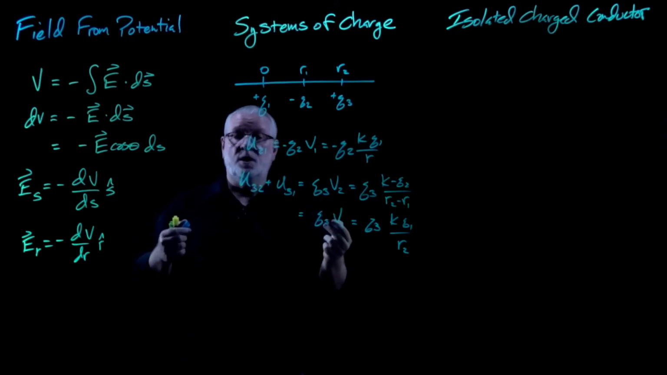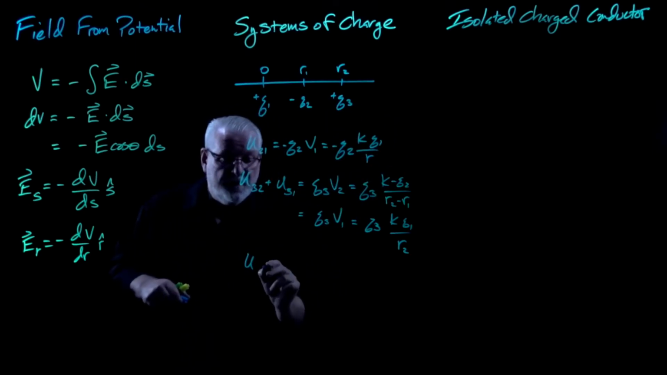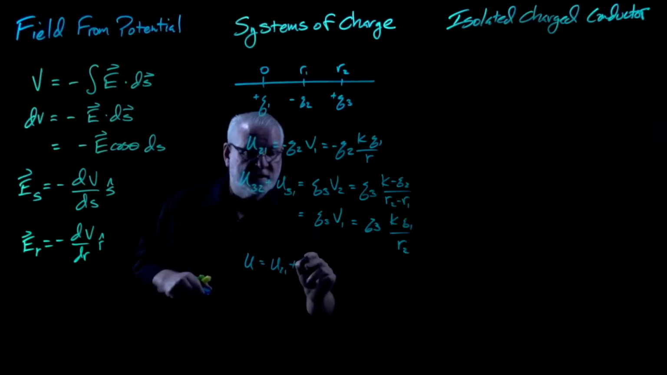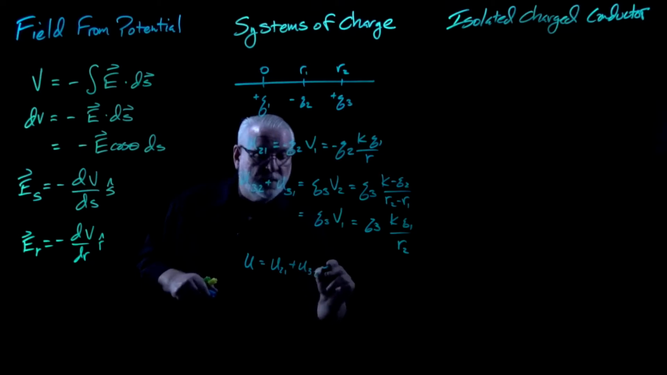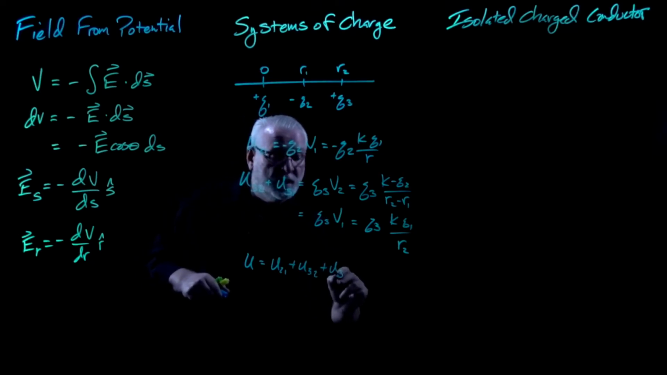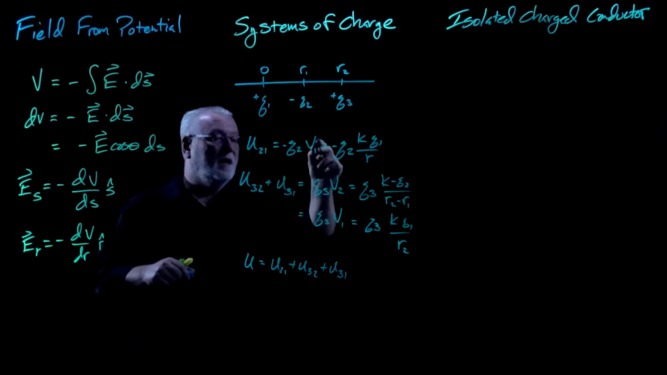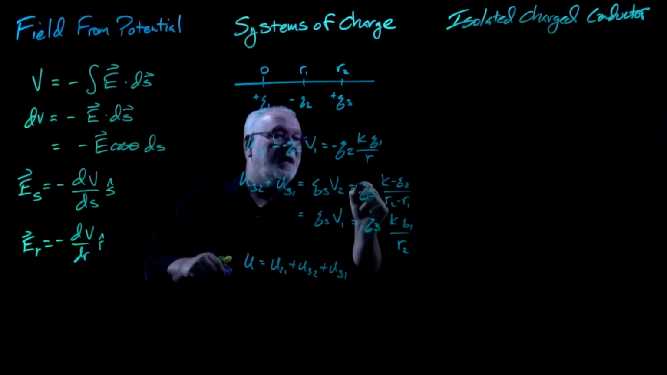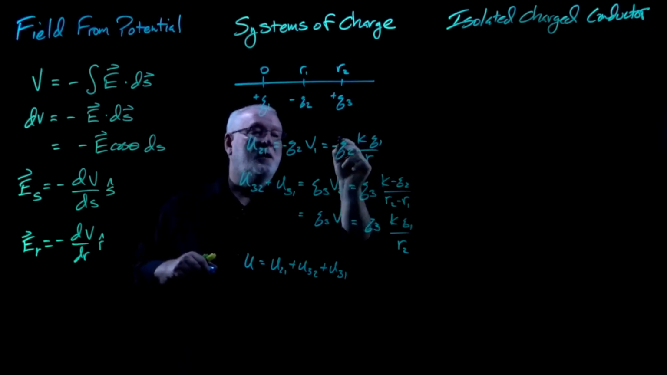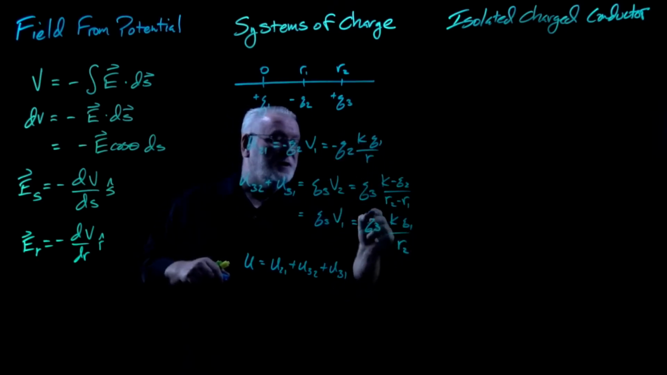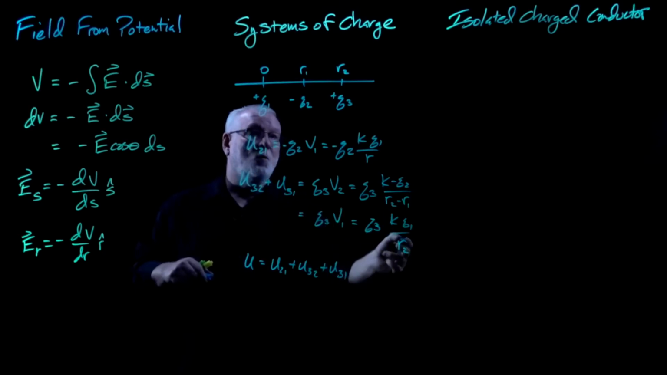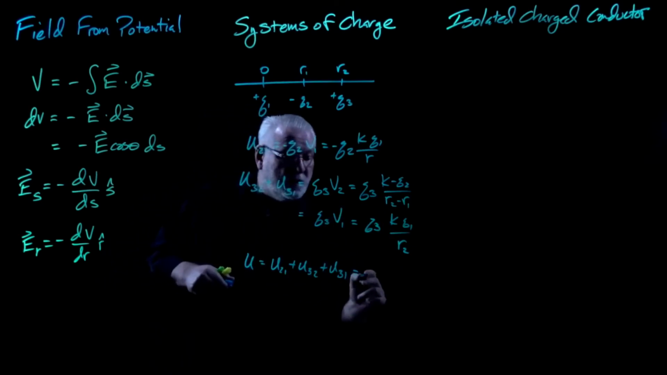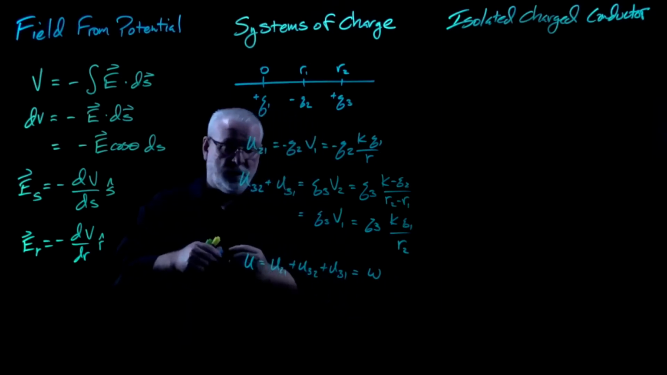If I want the potential energy of the entire configuration, that would be U total. And that's going to be U21 plus U32 plus U31. And you'll notice that of these three, the U21 was a negative term, the U32 is a negative term, and it's only the U from 3 and 1 that will actually be a positive term. This will then also equal the amount of work that's done in order to get the charges into this configuration.